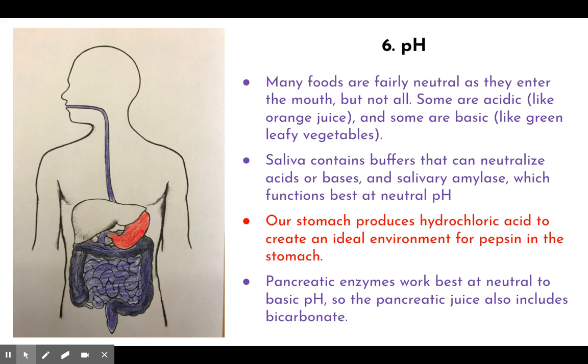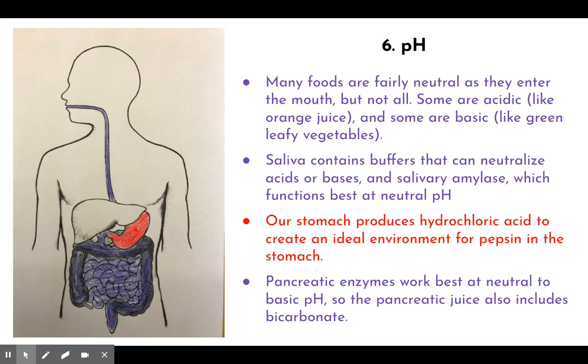Once food reaches the stomach, our stomach is producing hydrochloric acid, and this is the ideal environment for pepsin to digest proteins within the stomach. If you recall, the enzyme is produced in an inactive form called pepsinogen, and it's only when it interacts with hydrochloric acid that it becomes the active pepsin enzyme that can begin the digestion of proteins.